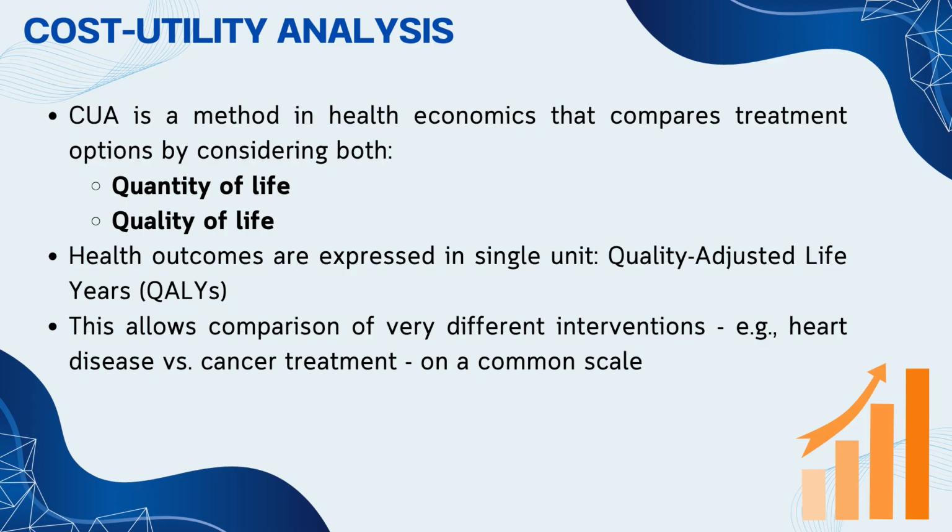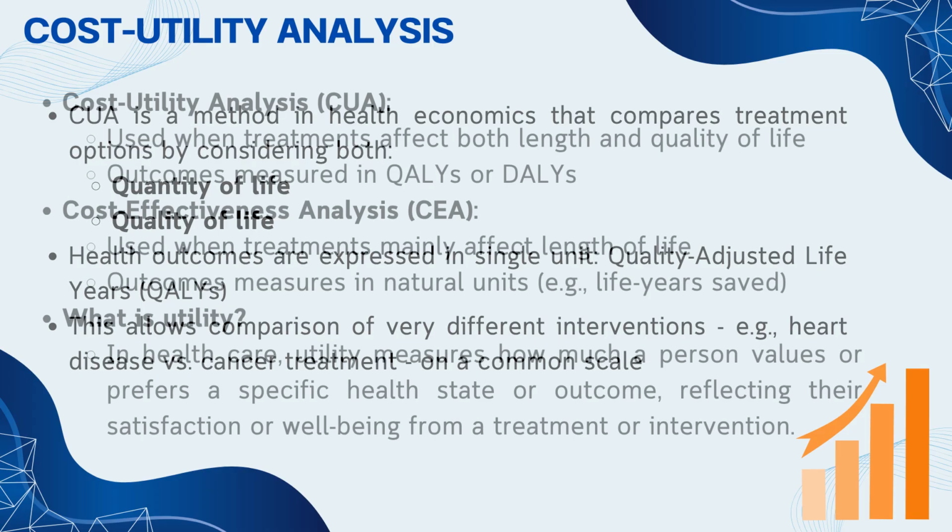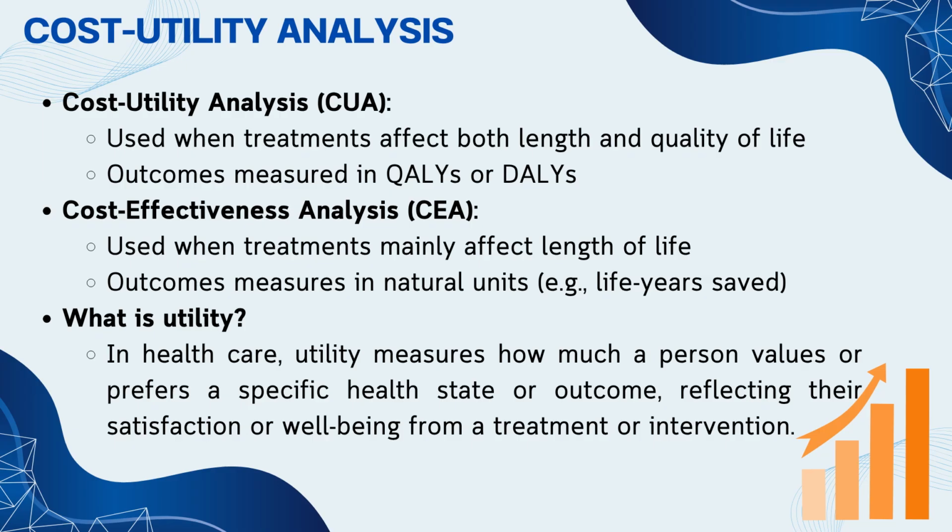It is a method in health economics that compares different treatment options. It considers both the quantity of life and the quality of life that patients experience. The outcomes are generally expressed in a single unit called QALY, which is quality adjusted life years. This allows us to compare very different treatments, for example, a heart disease intervention versus a cancer therapy, on the same scale.